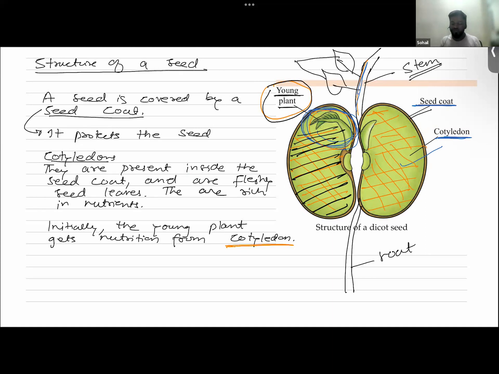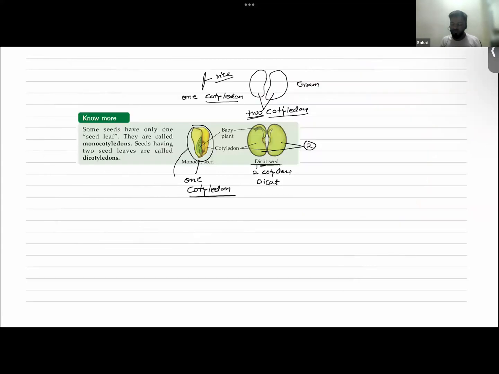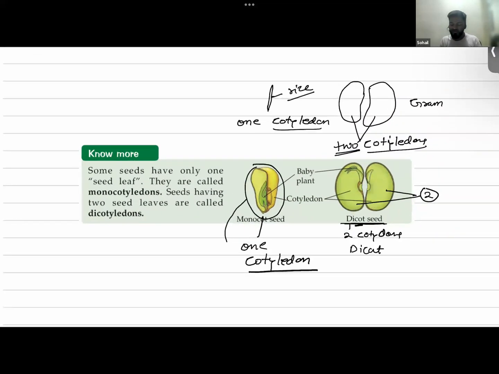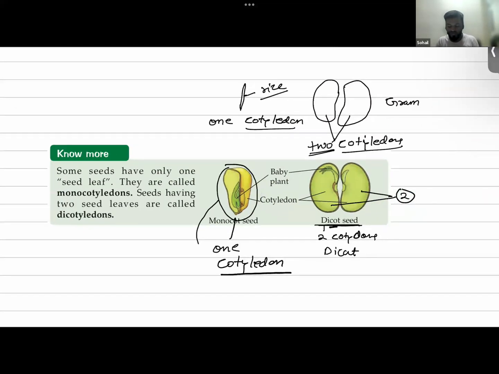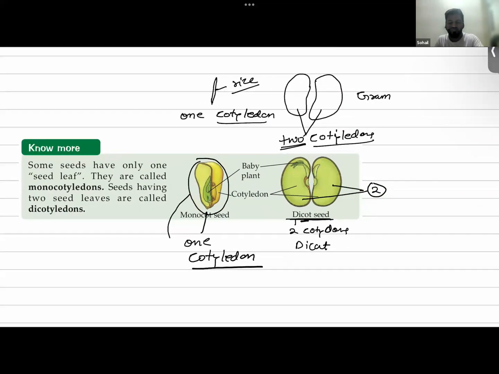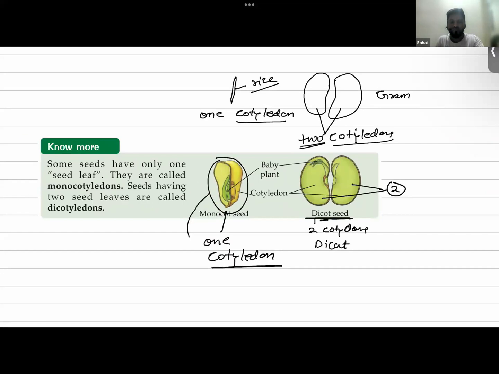Okay, Norush. And cotyledons can either be two or it can be one. So the basic difference is in their numbers. Okay, so how do you explain it? Just explain the basic difference between the two.